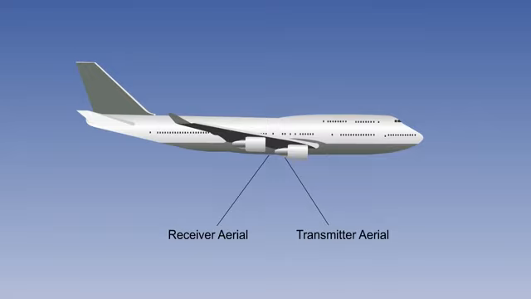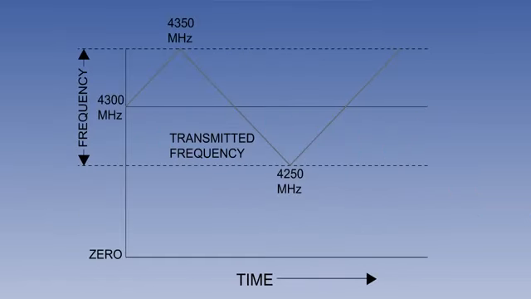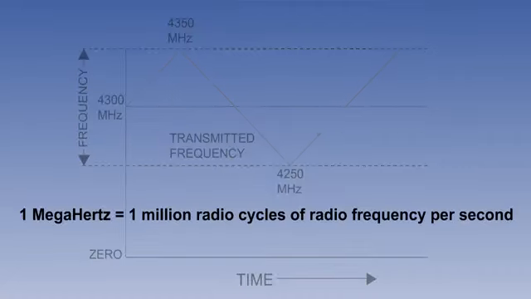We therefore have to use a technique called continuous wave. We also have to use 2 separate aerials, one for transmitting and one for receiving. However, if we have no pulses, how can we measure a time difference? The answer is to use frequency modulation. Frequency modulation means that, although there is a center frequency of 4,300 MHz, this is continuously varied in a constant pattern by 50 MHz either side. A megahertz is 1,000,000 cycles of radio wave per second. Again, these terms will be covered in more detail later in the course.